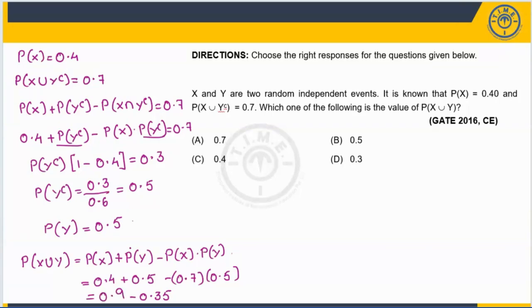So 0.9 minus 0.2, again here this is 0.4. So then that is 0.2. And that is equal to 0.7. Option A is the right one.